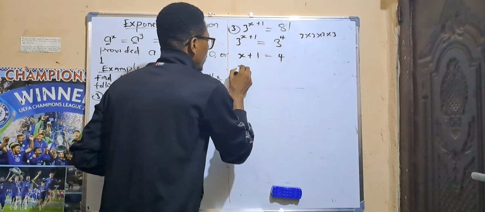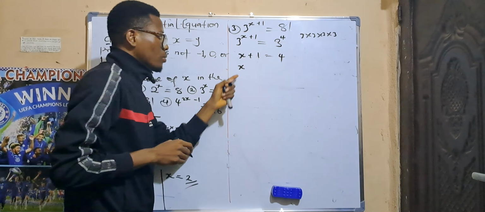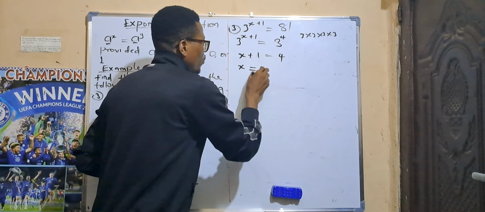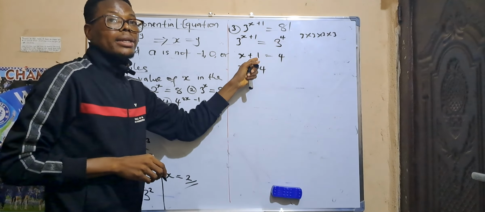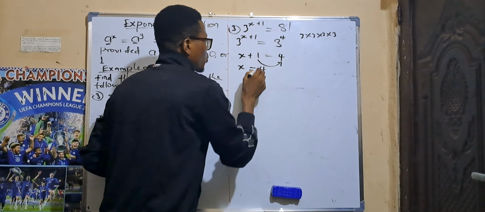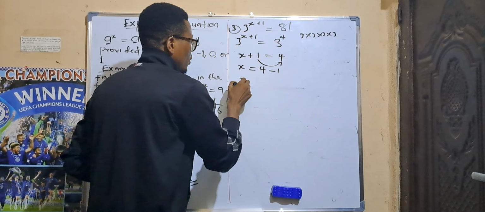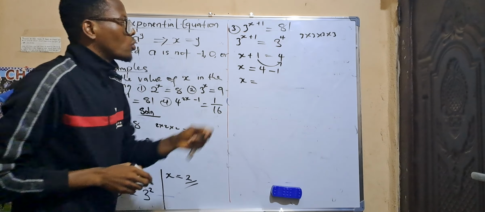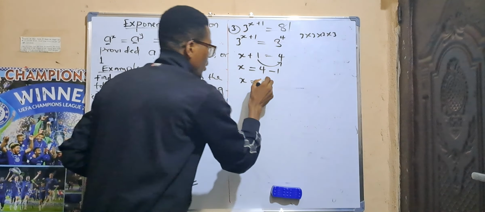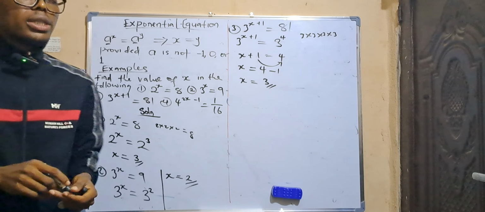So we solve our equation. x plus 1 equal to 4. So our 1 goes to the other side. When our 1 comes to this side, it becomes minus 1. So what we have here becomes x equals 4 minus 1, which gives us 3. So our x here is equal to 3.